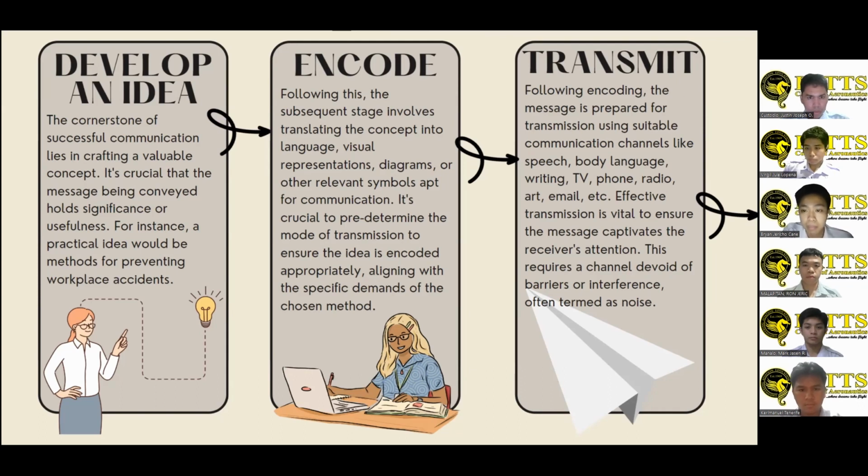The next step would be transmit. Following encoding, the message is prepared for transmission using suitable communication channels like speech, body language, writing, TV, phone, radio, art, email, etc. Effective transmission is vital to ensure the message captivates the receiver's attention. This requires a channel devoid of barriers or interference, often termed noise. Next slide.